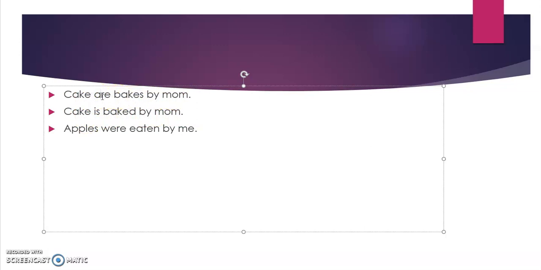Your classmate used are. Are is only used when the object is plural. In this case, it is not are, because she said only cake, one cake, and she didn't use the past participle of this verb. So this is the second mistake. The correct way is "cake is baked by mom." This is another example, and this example is okay.